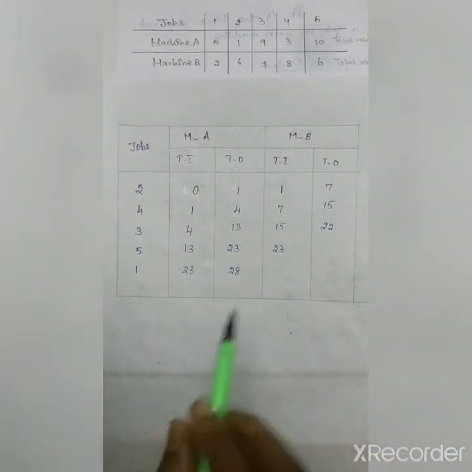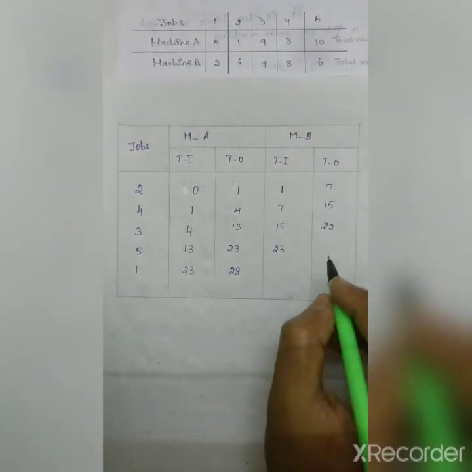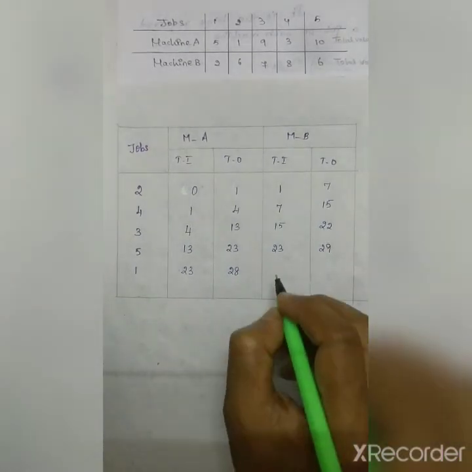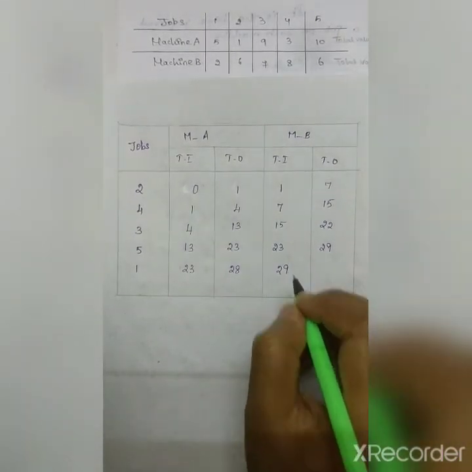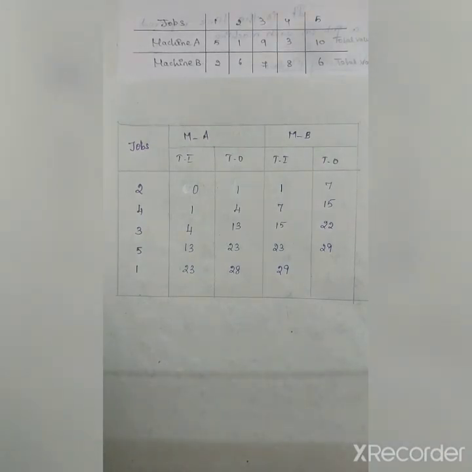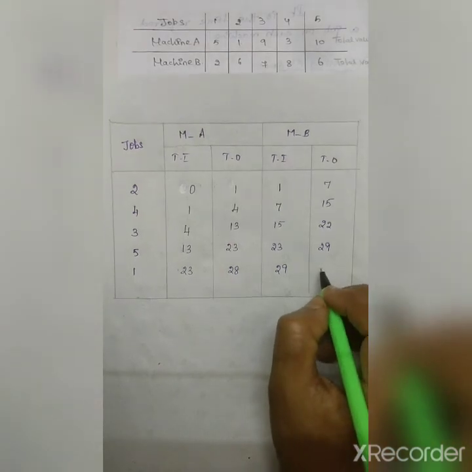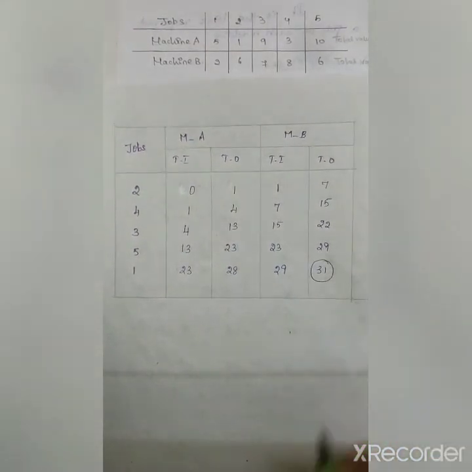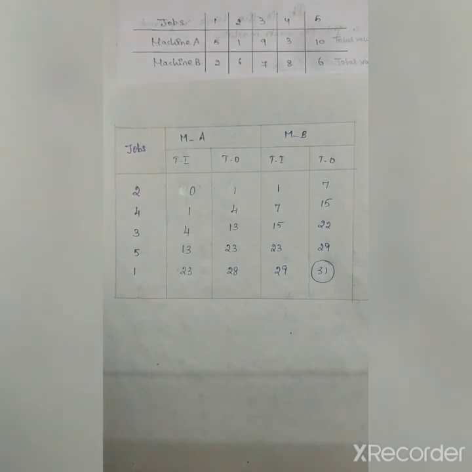The fifth job's time is 6, so this will be 29. Here 29 and 28, so 29 is the biggest value, and you write 29 here. Then the first job takes 2 hours, so 31. This 31 is your total elapsed time.